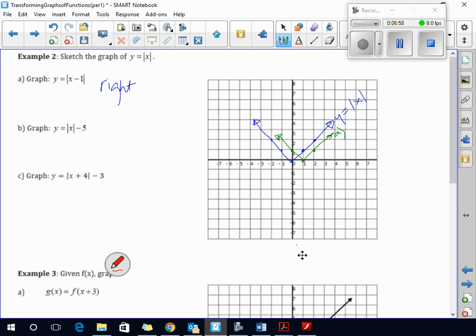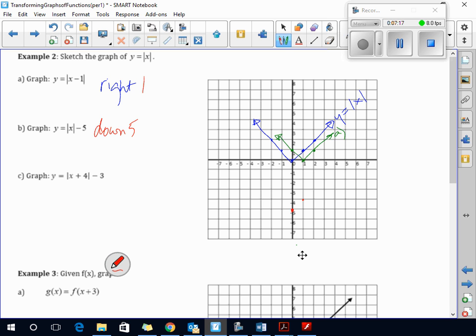So I'm taking this blue graph, and I'm taking those points, and I'm moving down 5. So 1, 2, 3, 4, 5. 1, 2, 3, 4, 5. You can see what it looks like. It looks exactly the same, just down 5. There's my B. Are we doing okay?